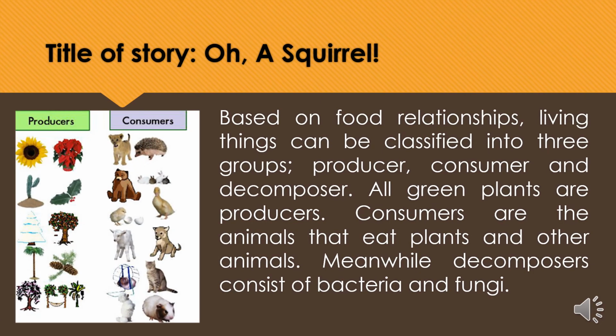Based on food relationship, living things can be classified into 3 groups: producer, consumer, and decomposer. All green plants are producers. Consumers are the animals that eat plants and other animals. Meanwhile, decomposers consist of bacteria and fungi.